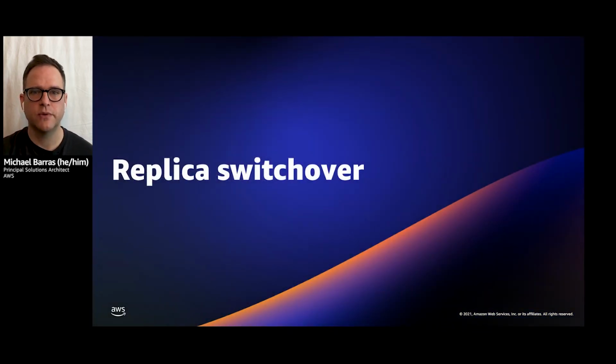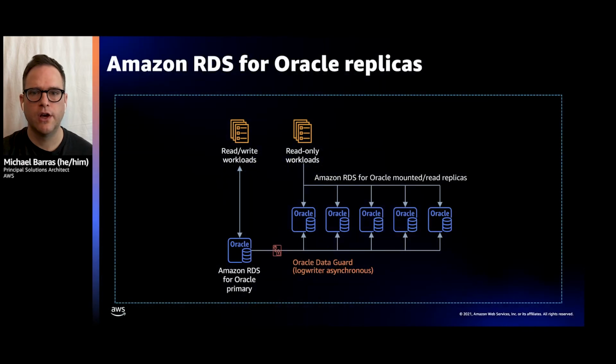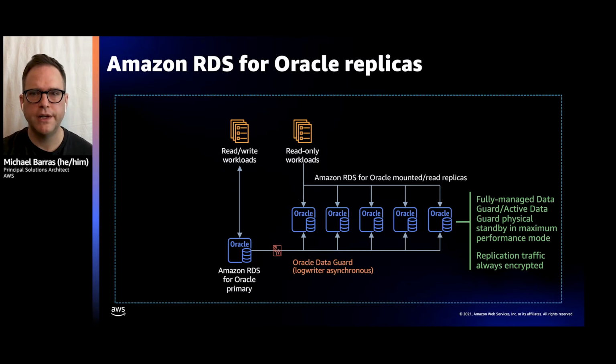Finally, let's talk about replica switchover. RDS for Oracle added support for in-region read replicas in early 2019. Cross-region replicas followed later that year, and mount mode replicas in 2020. While RDS refers to them as replicas, these are really Oracle DataGuard physical standby databases, fully managed by RDS, and running in maximum performance mode.